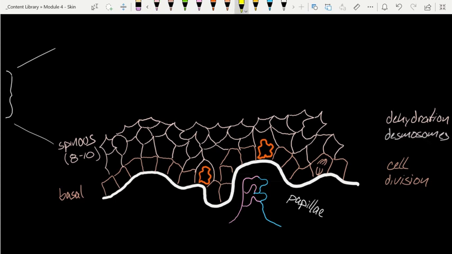Now, I'll also want to throw in a type of dendritic cell called the Langerhans cell. This is where we find most of the Langerhans cells. And this is an antigen-presenting cell. We've already talked a little bit about immunity.